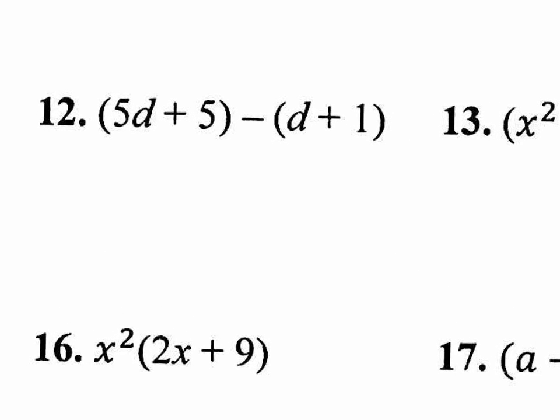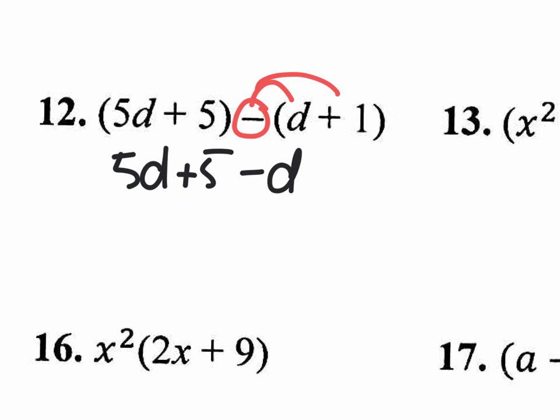12 is just a subtraction problem. So there is no multiplying. You don't even mess with exponents. You're just distributing the minus sign. So you're going to have 5d plus 5 minus d plus negative 1. You don't even need the plus. You can just put minus 1.